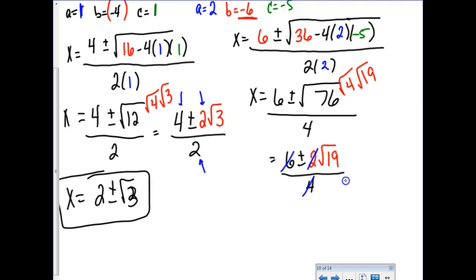2 is the coefficient. So final answers are 3 plus and minus 1 square root of 19, all of that over 2. So 3 plus the square root of 19 over 2 and 3 minus the square root of 19 over 2. Woohoo! Ugly.